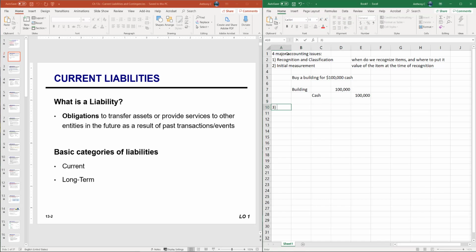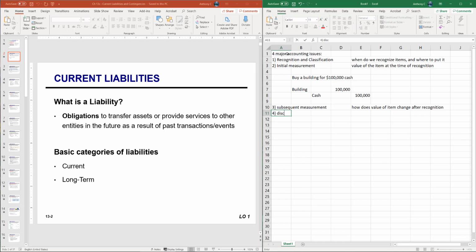Right, however, we know after we buy the building, we've seen before in the past that we're going to depreciate the building over time. When we're doing this, we're dealing with subsequent measurement. Right, so subsequent measurement is just how does the value of the item change through time. So how do we measure the value of the item after recognition? Right, so for example, for buildings, we depreciate over time, and that reduces the book value.